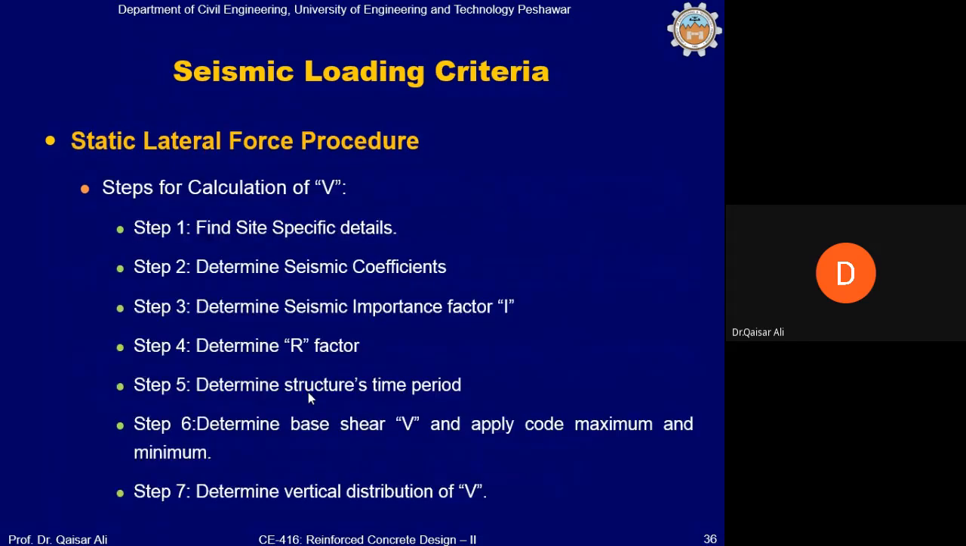Okay, next we will start the calculation of the base shear V in these steps, 1 to 7. Step 1 is site-specific details we would be requiring. Then seismic coefficients will be determined, and the seismic importance factor, the R factor, the structure's time period, and base shear V. Then apply maximum and minimum, and determine the vertical distribution of V.